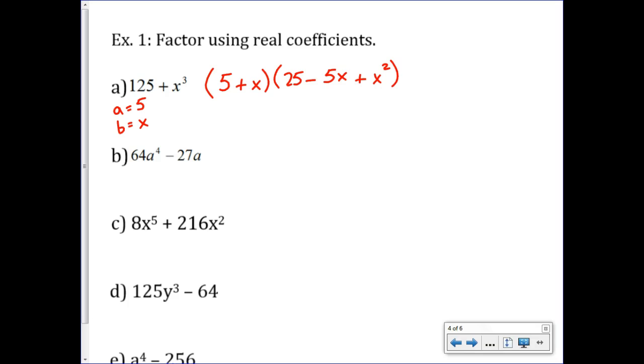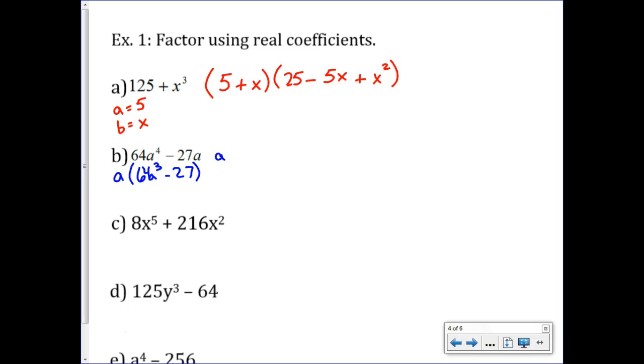All right, and part B, I need to look to see if there's anything I can take out of there. So 64 and 27 don't have any numbers in common, but they do both have an a that I can take out. So I have 64a to the third minus 27. Now it looks like a difference of cubes with this a up front. So this should be a 64a to the third.